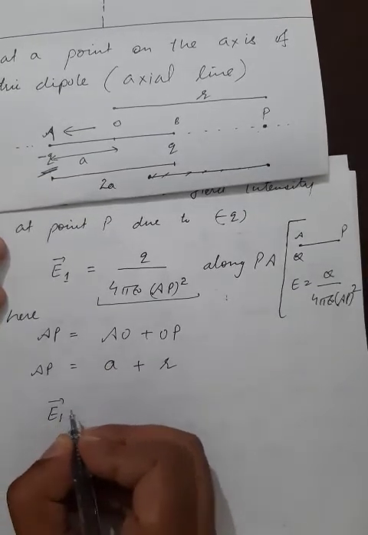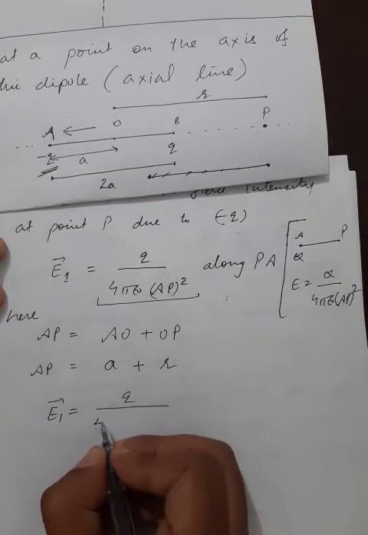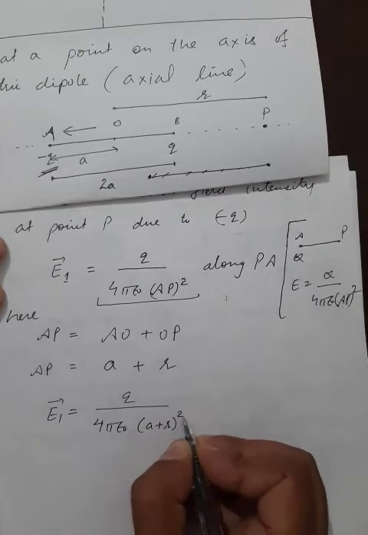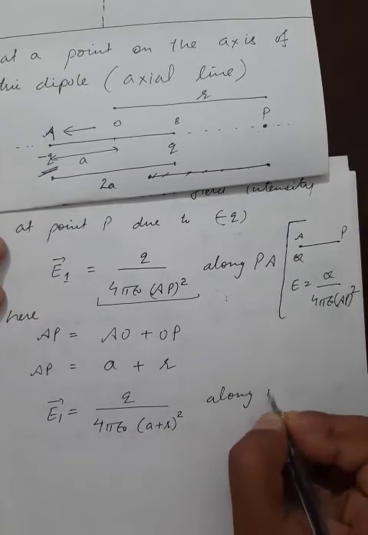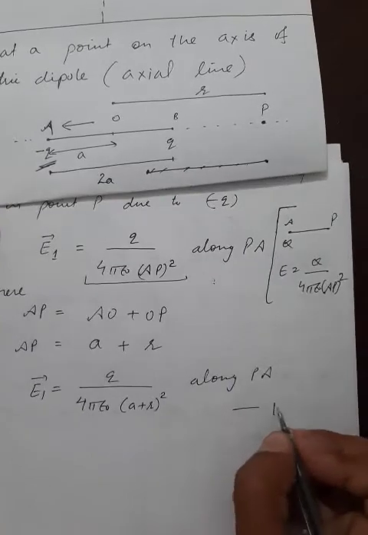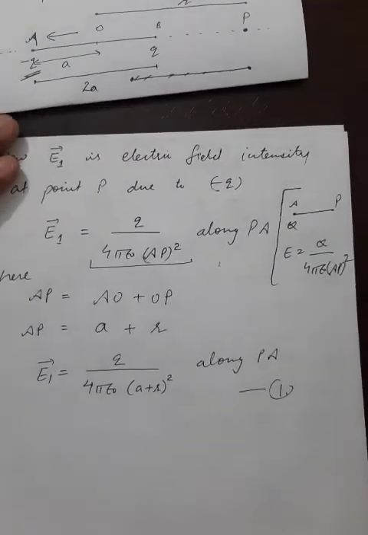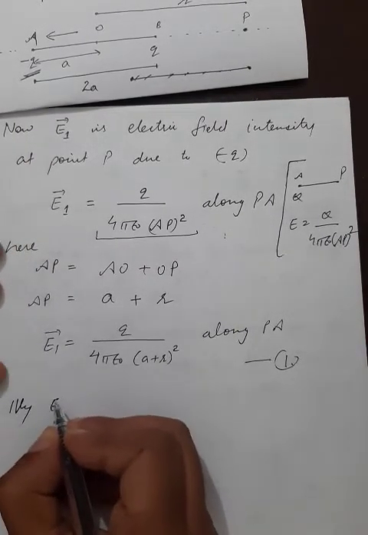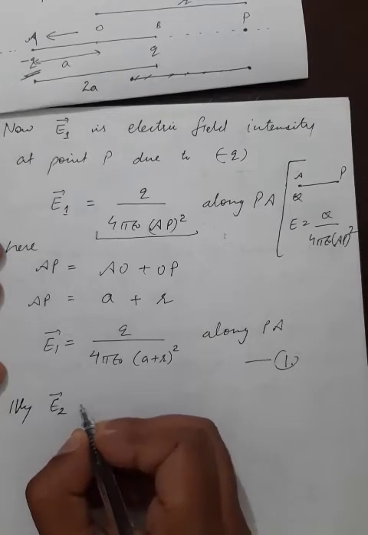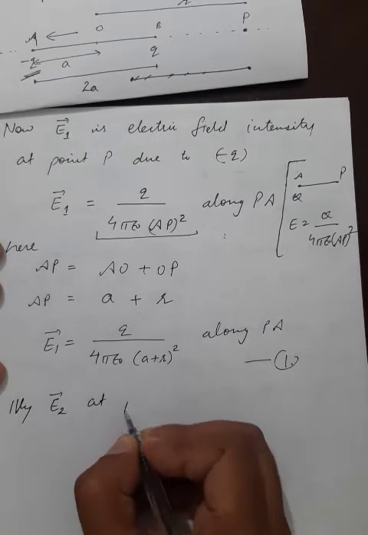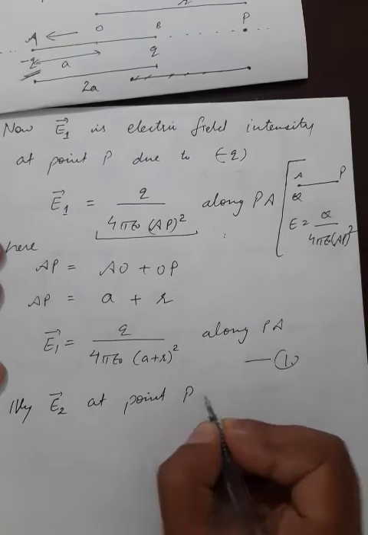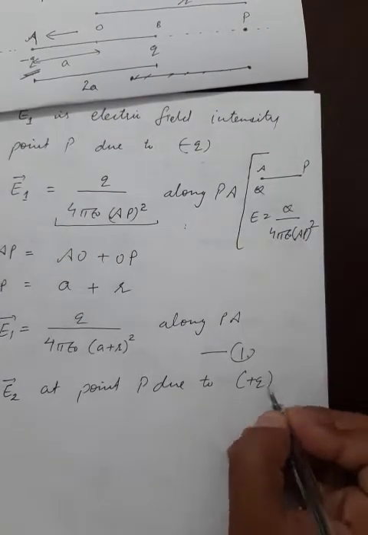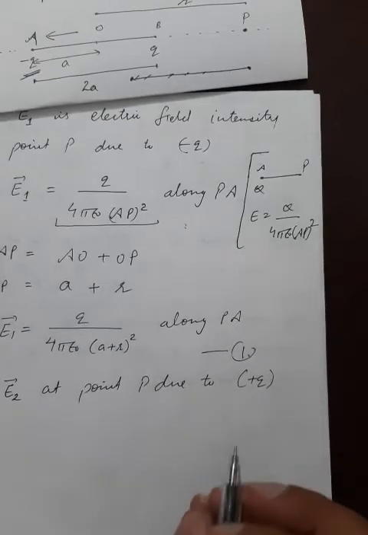This gave us E1 vector is equal to Q over 4 pi epsilon naught, AP is a plus r square, and it is along PA. That is, say, first point. Similarly, E vector 2, say, at a point P due to plus Q charge, which is at point B.